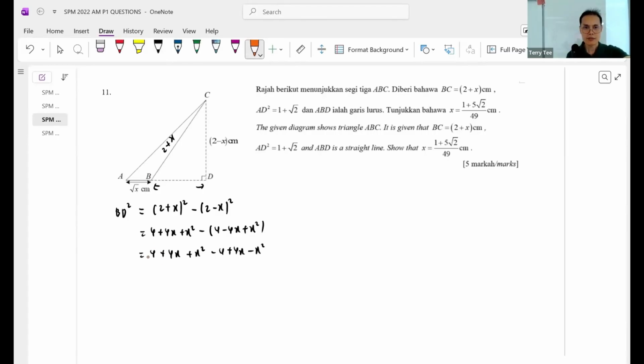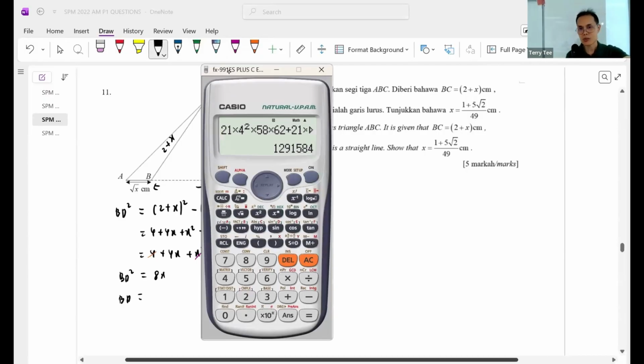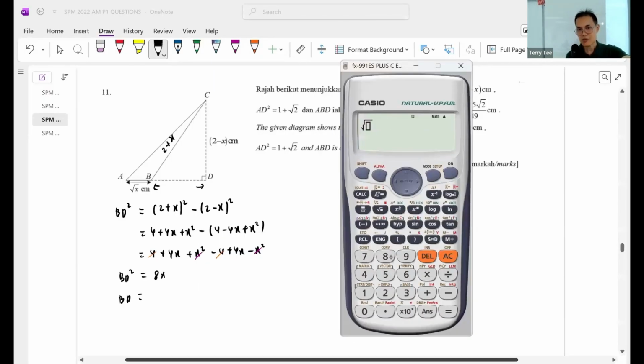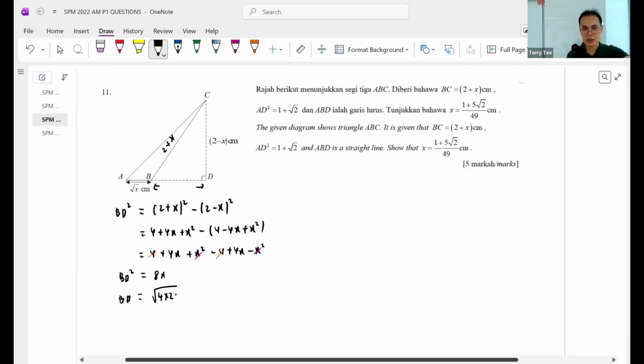So can we cancel this? 4 and minus 4, right? Can we cancel x squared and x squared? Now your BD squared is left with what? 8x. You're going to square root 8. Square root 8 is what? You can use a calculator, although sometimes you need to show your working, but this is very little marks given. Surd 8 is 2 surd 2. If you're really concerned that you may lose marks, you put 4 times 2 times x, then this is 2 surd 2x.